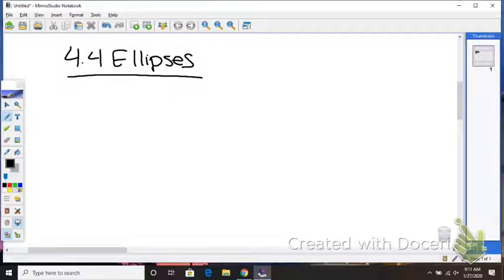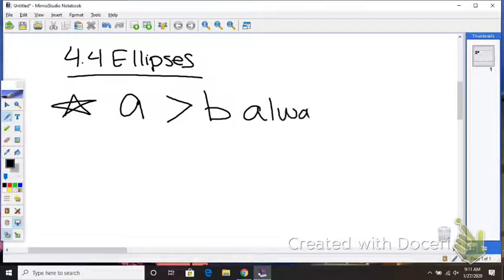Okay, here's what I want you to write down with a big star next to it. I haven't taught this in a couple of years, so when I went back and did your homework, I picked out what was important in the notes that I kept referring back to. So what I tell you is important was important to me. So big star, I want you to write A is greater than B, always. When we get to hyperbolas, this is not the case. It's different, but for ellipses, the bigger number is always A.